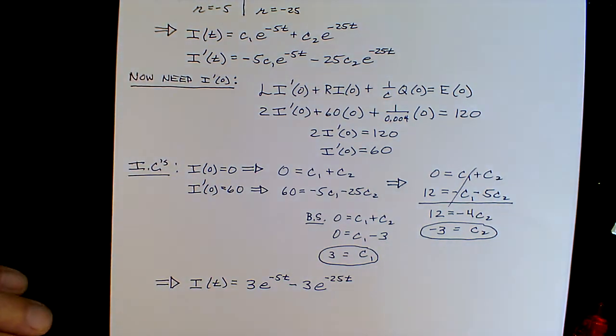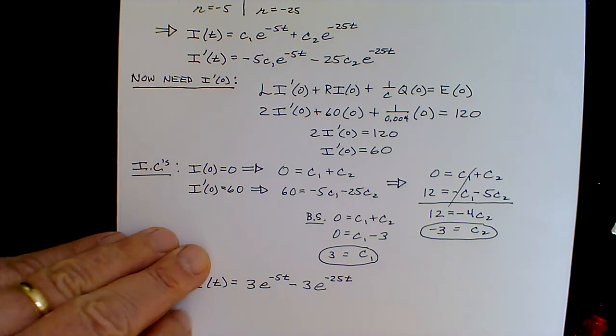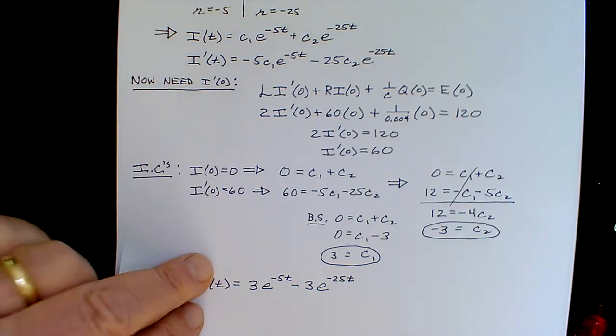Okay, so we'll look at the last example. And now E of t, instead of being a constant, is a function of t.